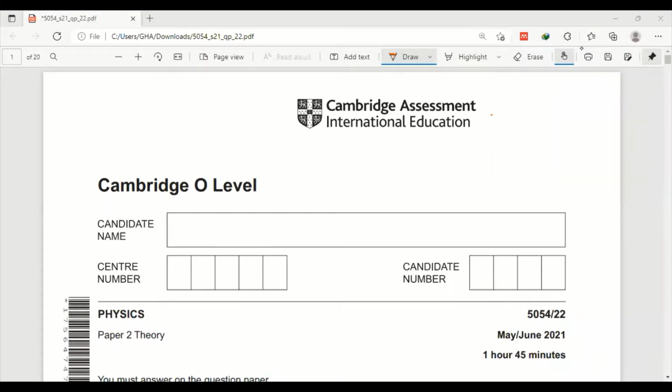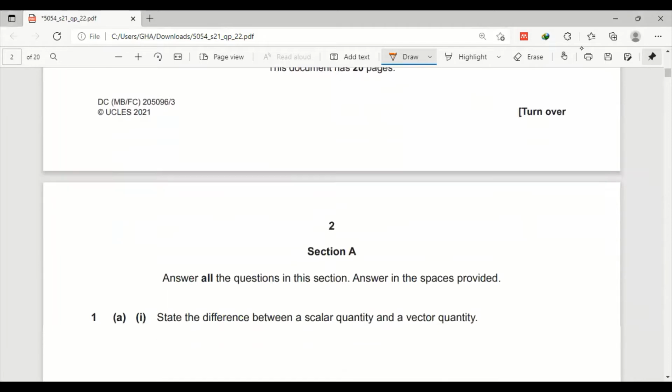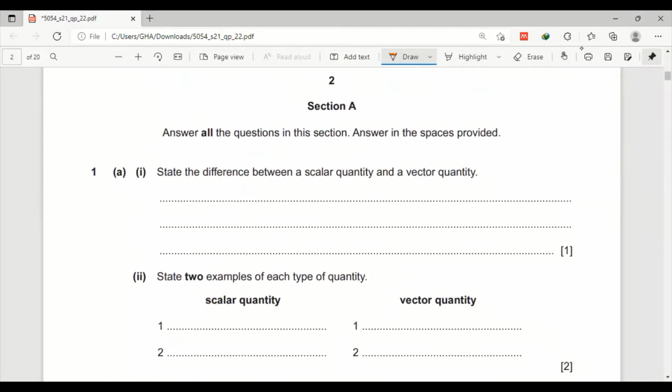Okay, good morning, everyone. This is O-level paper 2, 505422, May/June 2021, time 1 hour 45 minutes. So we'll move to the questions. It has two sections. Section A: answer all questions in this section, answer in the space provided.